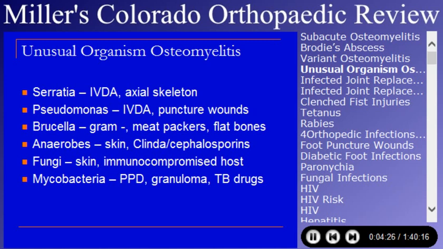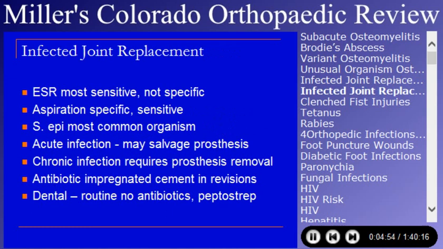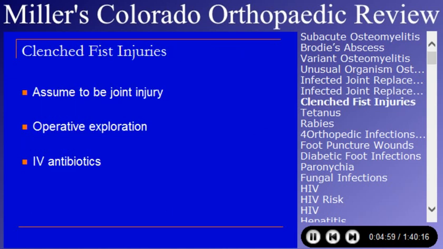And mycobacteria, remember to check the PPD. They are granulomatous on X-ray, tend to be caseating granulomas as opposed to sarcoidosis, which is a non-caseating granuloma, and are treated with tuberculosis drugs. Infected joint replacement was covered this morning, and I think we will leave it at that.